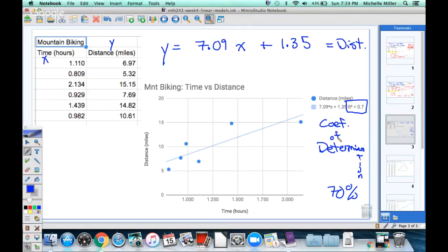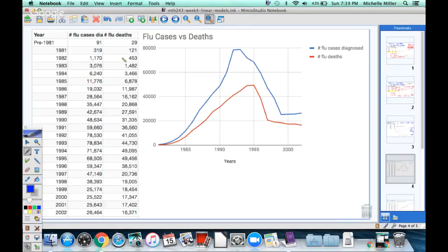So that's kind of what the coefficient of determination tells us. All right, so let's take a look at another example. We got all week to play with this. So here I found some data on flu cases versus flu deaths in a particular region.